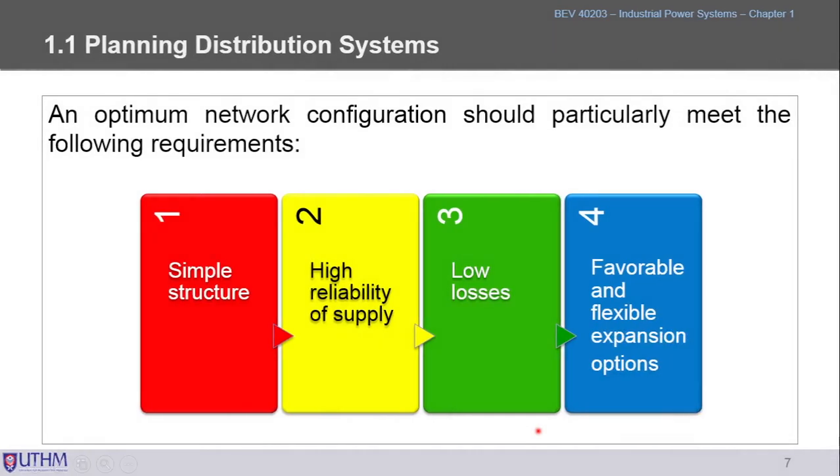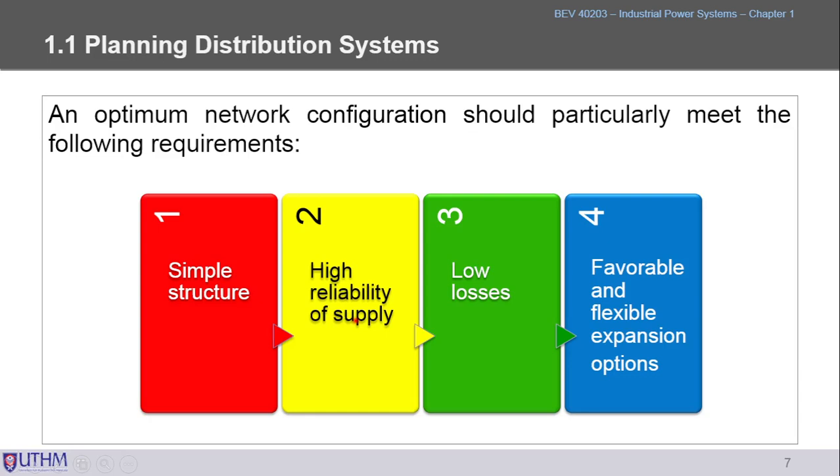Okay, why do we need to plan our distribution systems? The major objective or the major goal is to optimize our network. Optimize in terms of the cost, optimize in terms of the reliability of supply. So these are the two main things that we need to bear in mind when we plan the IPS. Of course we need simplicity, a structure as simple as possible, so that we can do maintenance well. So the high reliability of the supply.